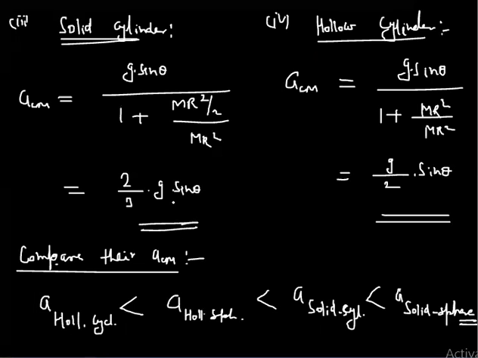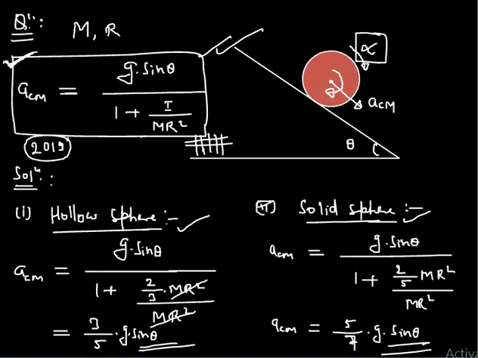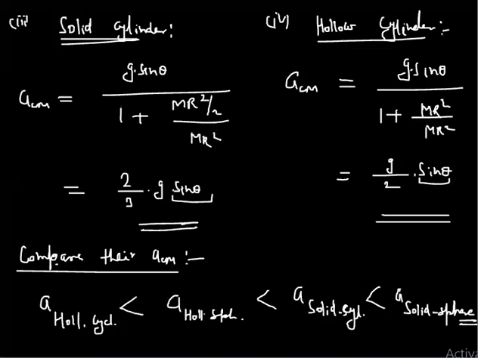And in the examination, what will happen? This theta will be given, so every time you will know the value of sin theta. Many times this question has been asked directly for a sphere or a cylinder. Theta was given, mass was given, radius was given. In that case, you calculate the acceleration of center of mass, and you will get the answer in numerical form. Okay. So please remember these things.